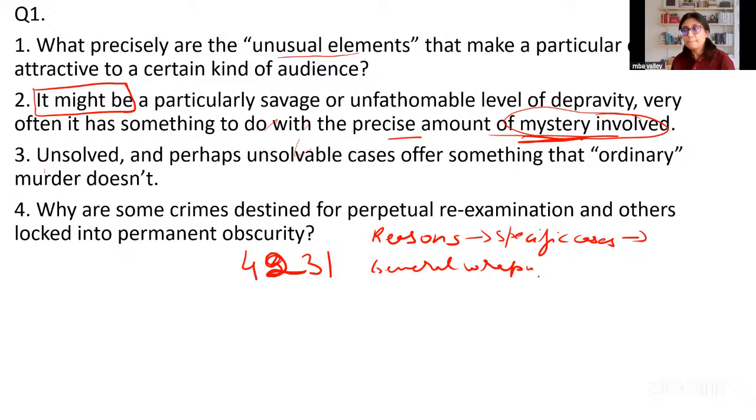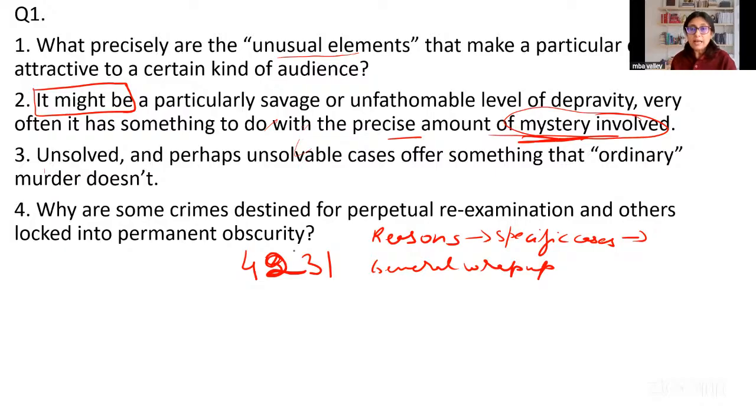General wrap-up is what they're doing. It's like zooming in and then zooming out with a camera, right? So in such cases, you have to find out the starting point, the broad impact that the entire paragraph has. So there's a question, there is a reason that the question is asking. Why are some crimes destined for perpetual re-examination? Reason पूछा, फिर हमने उसका एक एक possible answer दिया, it might be बोल करके, और फिर हमने एक स्पेसिफिक केस के बारे में बात करी, एक जनरल फॉर्म में हमने रैप अप किया.